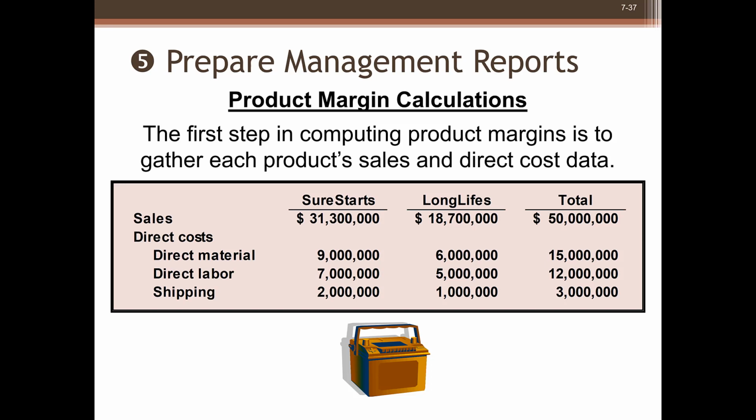To calculate margin, we use sales minus total costs. The first step here is to get each product's sales and direct cost data. From the table here, we can see total sales for those two types of batteries and direct materials, direct labor, shipping costs for those two respectively, and we can get a total sales and total direct costs.